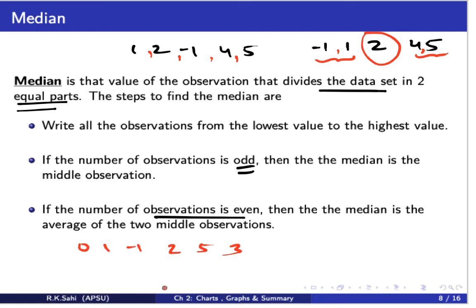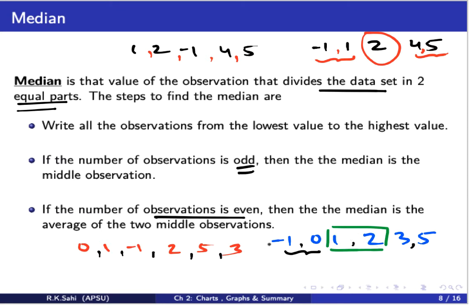So we start with minus 1, then we have 0, 1, 2, 3, 5. Now because these are even observations, we look at the middle two. The middle two over here, guys, are 1 and 2. Notice, 1 and 2 are the two values which divide the data set in exactly two parts. So you have minus 1, 0, 1 here, and then 3 and 5 here.